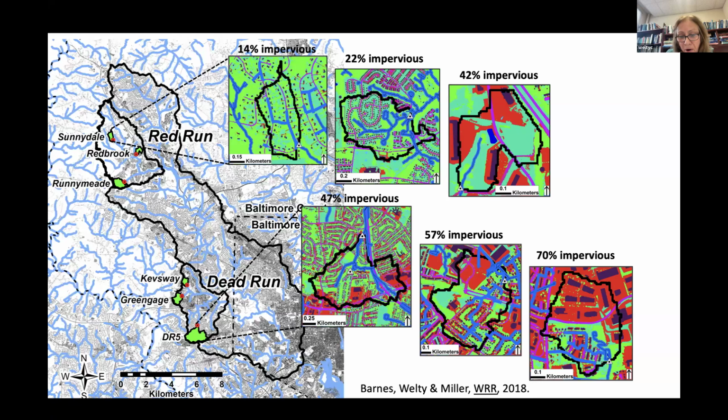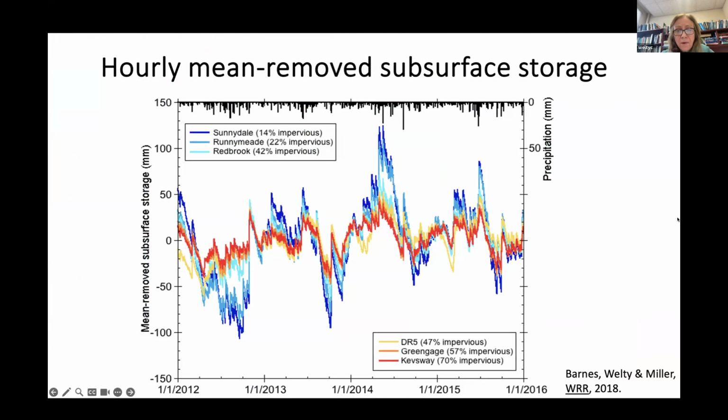So Mike Barnes was the primary author on this work. He was a staff member here at UMBC. And so I'll just show you some example output. So he simulated 4 years of subsurface flow using ParFlow-CLM. And what he found was kind of interesting. So this is mean removed subsurface storage. So again, remember how I defined subsurface storage. You can kind of think about it as aquifer levels.